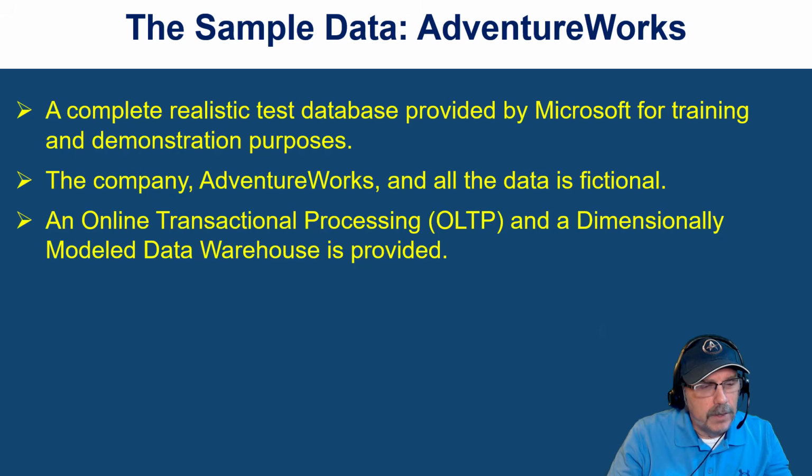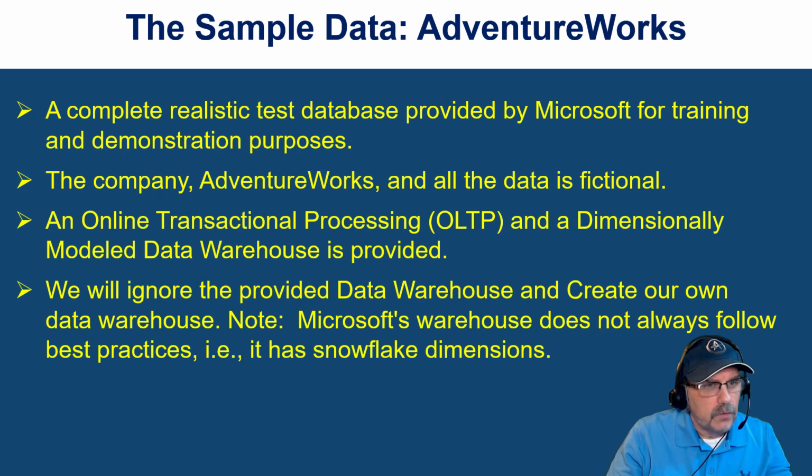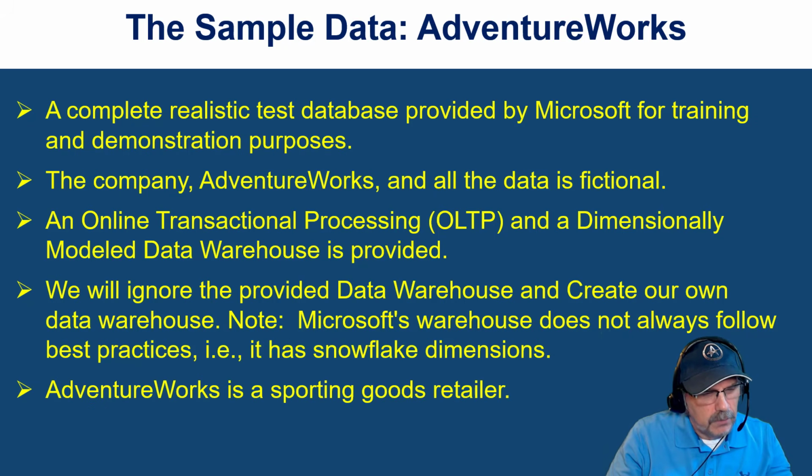Since our goal is to create a data warehouse using dimensional modeling, we're not going to use that database. We're going to use the Online Transactional Processing Database, OLTP. This is where the data actually originates. It's the application database where the data originally is stored. So again, we're going to ignore the data warehouse created by Microsoft. We're going to create our own. And just to give you a little background, if you haven't used AdventureWorks, AdventureWorks is a fictional sporting goods vendor. They primarily sell bikes and related equipment.